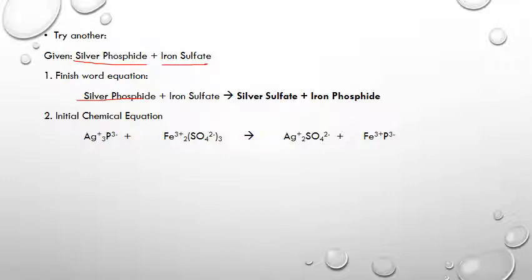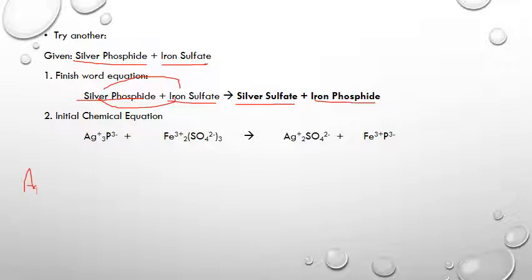Alright, so silver phosphide plus iron sulfate, so write those two ions out. And then swap them. So the silver goes where the iron was, and the iron goes where the silver is. So you get silver sulfate and iron phosphate. Okay, then you write out the chemical formulas.